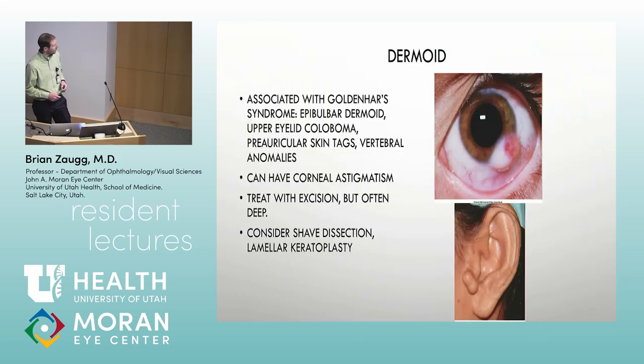There's another one there, dermoid. So they love to have these weird associations, like with Goldenhar, where they have these preauricular skin tags and other stuff going on. But it's mainly this corneal astigmatism. So you're going to excise it, but these are usually pretty deep, so you're probably not going to get rid of all of it. And you always have to have a graft ready, just in case it gets too deep. You're trying to just shave it off so that it's sort of plano with the rest of the cornea, like a shaved dissection is what they call it. But sometimes you have to do a lamellar implant or transplant.